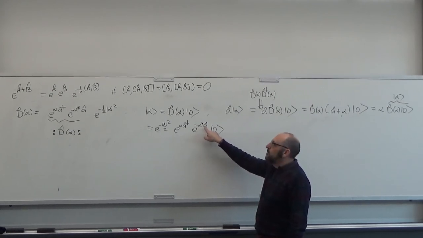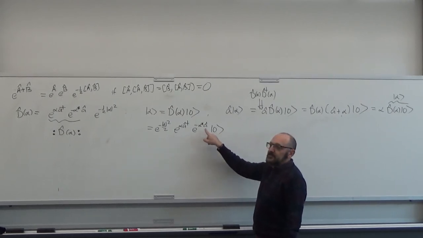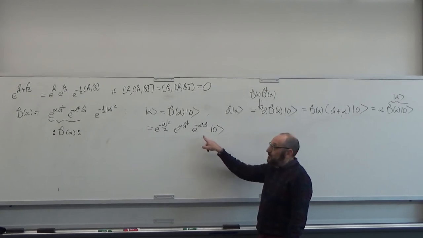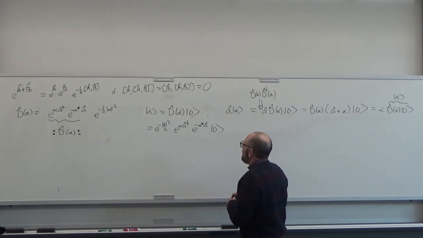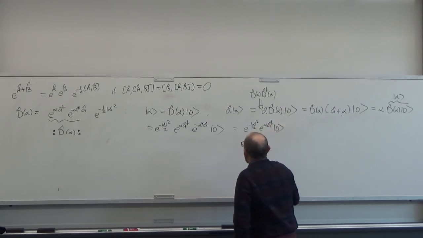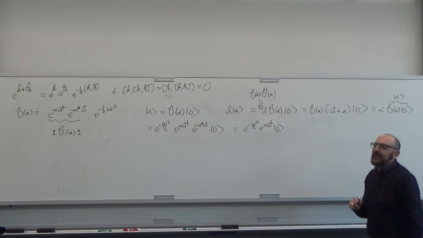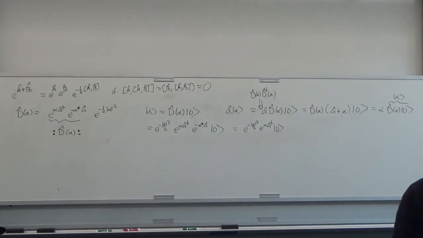And every time a acts on the vacuum, what happens? It's zero. So that means the only surviving term is 1. So this is equal to e to the minus alpha squared over 2, e to the alpha a dagger. This is how some algebraic people like to write coherence. This is the bargaining form, if you ever care to know. But that's another digression.